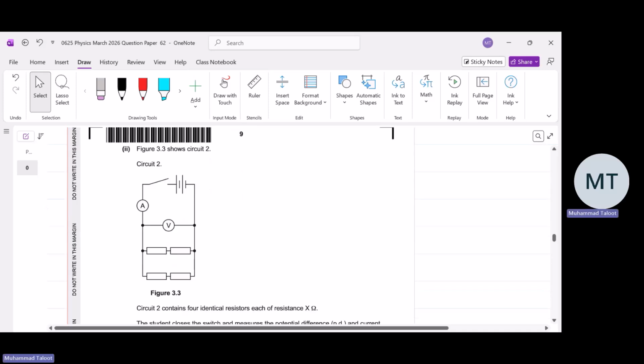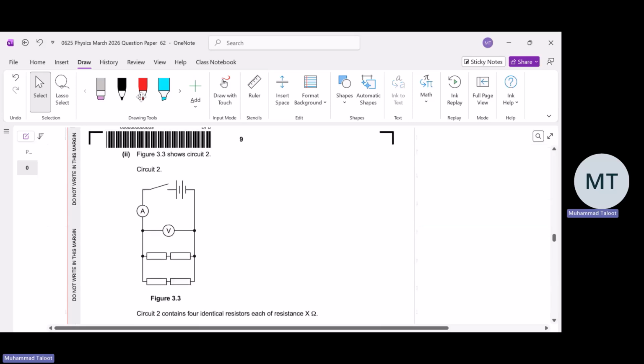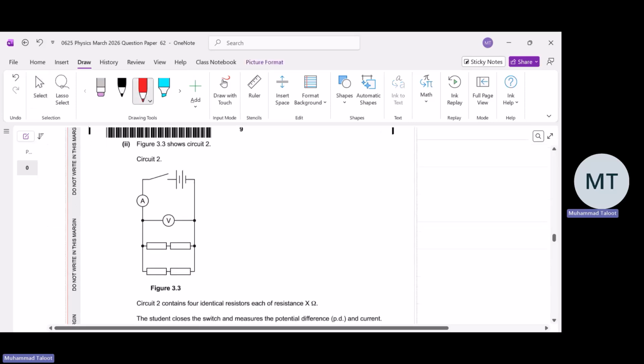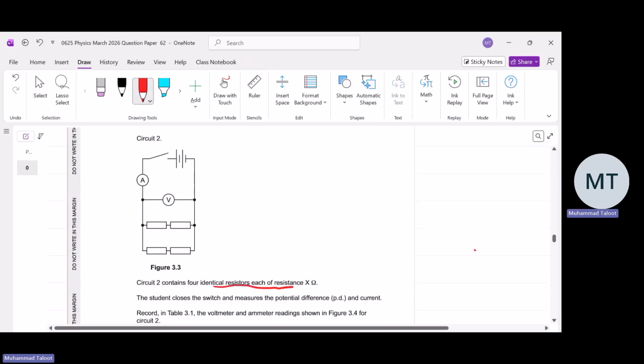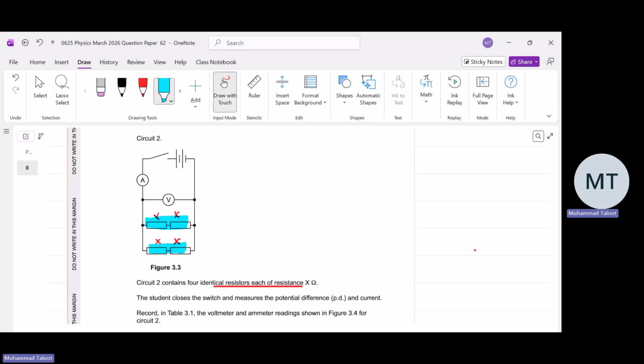Figure 3.3 shows circuit 2. Here you can see 4 identical resistors, each of resistance X ohm, connected. This is X, this is X, this is X, this is X. By the way, they are connected in series in this way. But see the box, this box is indicating that they are connected in parallel. So you know how to find the total resistance for the parallel.